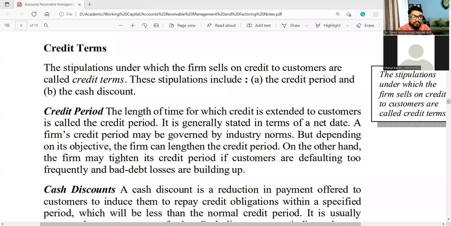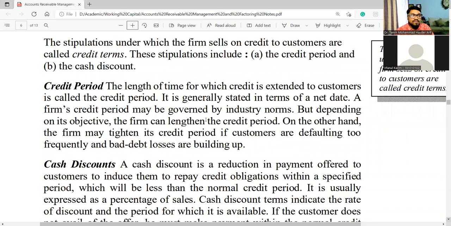And that's why normally credit terms consider two different points. One is called credit period and another one is called discount or cash discount. So under credit period, what is the decision? The decision is for how many days you are going to extend your credit. It is for 30 days, 60 days, or 90 days.